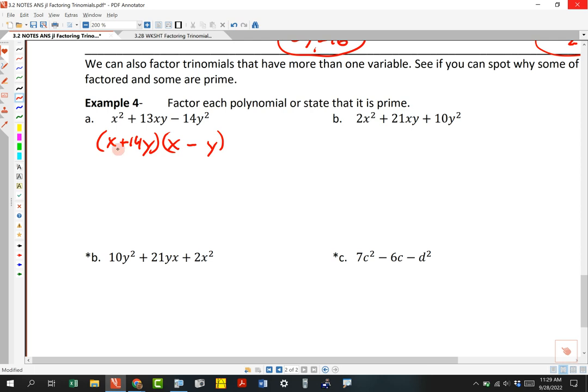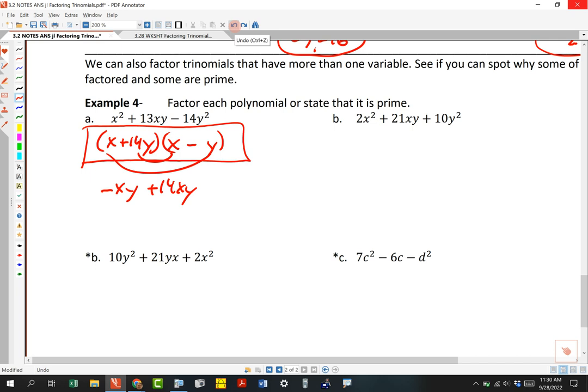Let's just double check and make sure. Do they multiply to be x squared? Yep. Multiply to be negative 14y squared. Yep. Here's the important part. We'll check this just like we did yesterday. These are going to multiply to be negative xy. Those are going to multiply to be positive 14xy. Will they combine to be positive 13xy? They will. So we are done right there. That's it. Whoops. I need to draw slower.